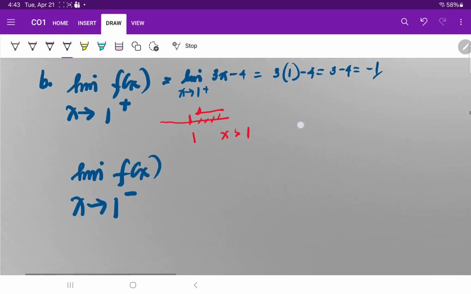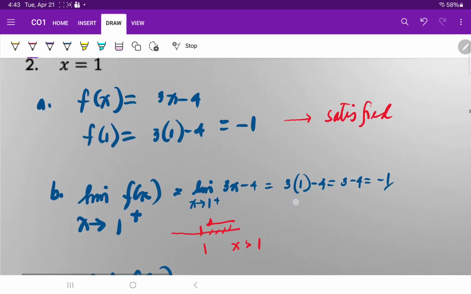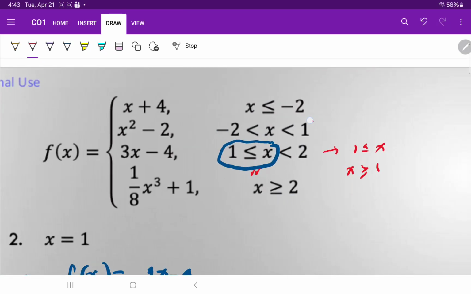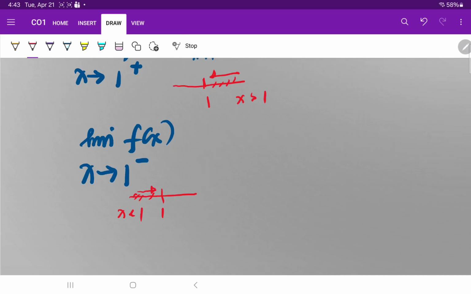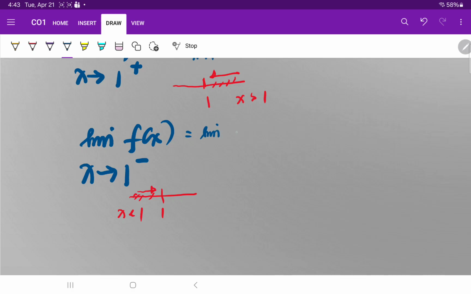Now we need to solve for the limit coming from the left of 1. So if you come from the left of 1, that's this region, and this is when x is less than 1. So which of this function is less than 1? Here, x is less than 1 when f of x is x squared minus 2. So we'll have to substitute x squared minus 2 for f of x, as x approaches 1 coming from the left. So you'll have here 1 squared minus 2, which is equal to 1 minus 2, which is -1.